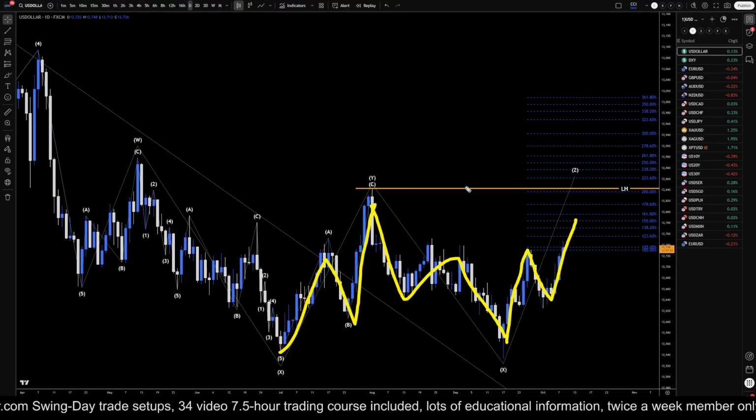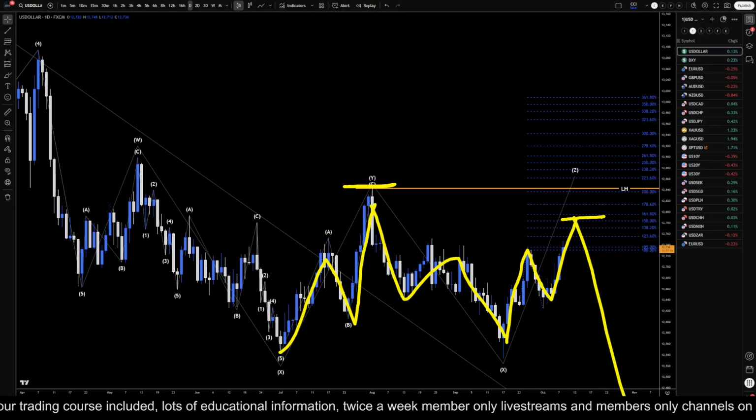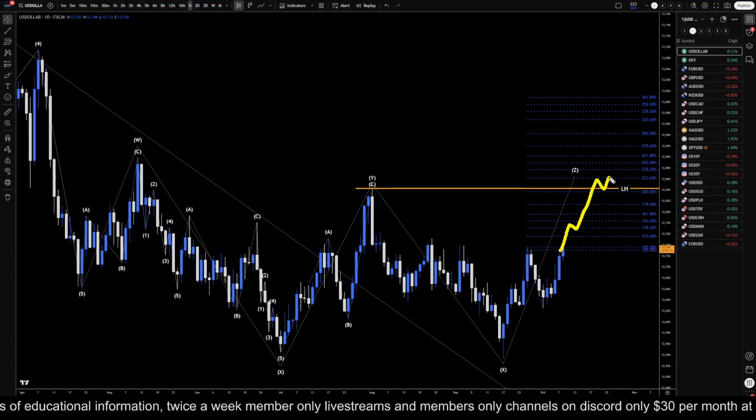Now, if it's a running flat, or a running WXYXZ, then it could definitely make a lower high compared to this and then go down. Or if it's an expanding flat, which I would kind of assume that it likely is, it probably will end up going up and taking out the previous high.